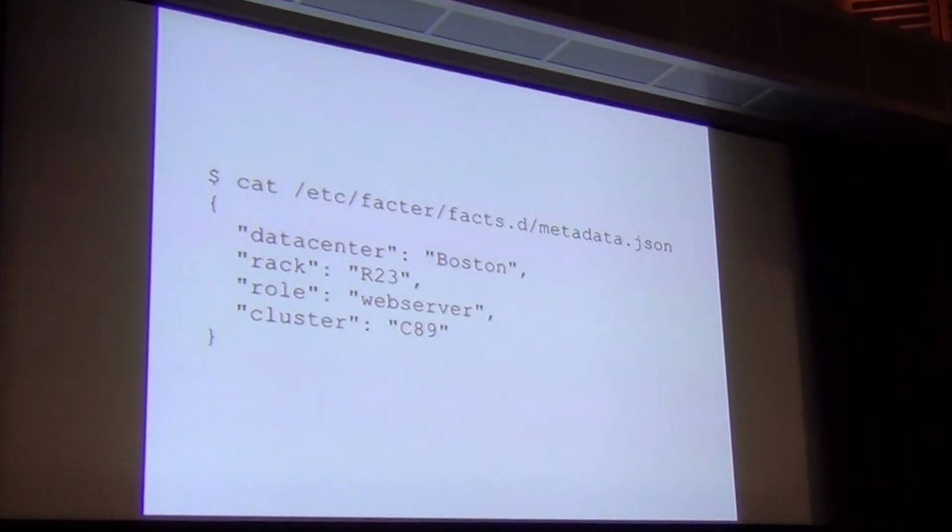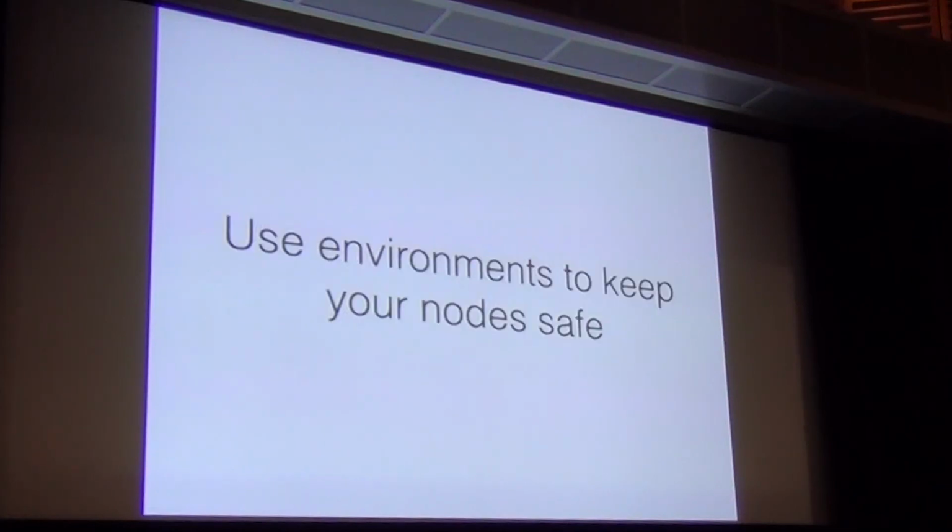Here's an example of some metadata that you can place at provisioning time. Just pop a file in /etc/facter/facts.d, and Facter will make it available during your Puppet run as facts. I'm sorry, I don't know where to put this on Windows, but... /ProgramData/PuppetLabs/facter/facts.d. Excellent, thank you.